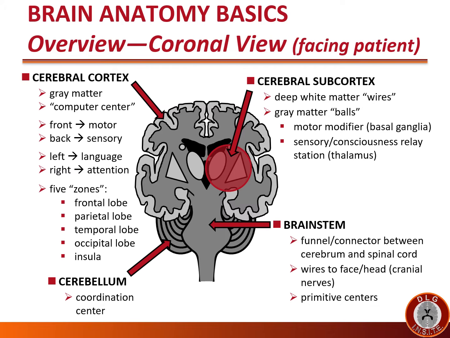Beneath, or caudal to the brain, the cerebrum, is the brainstem. And the brainstem is the funnel or connector between the cerebrum and the spinal cord. It also has wires to the face and head, so-called cranial nerves, as well as primitive centers, such as for breathing and consciousness and etc. And behind the brainstem and beneath the cerebrum is the cerebellum, which is a coordination center, coordinating muscle movements, making different muscles talk to each other so you have coordinated movements.